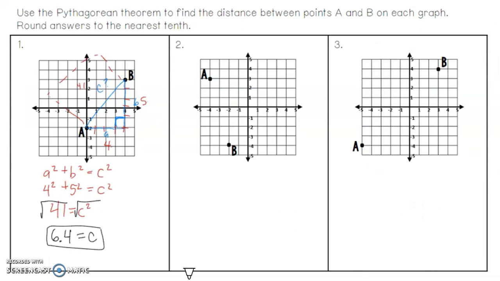Okay, so that would be my diagonal distance. That's the distance between A and B going on the diagonal. Cool, right? Like, you start thinking about how would I use this, right? All right, let's do it again.